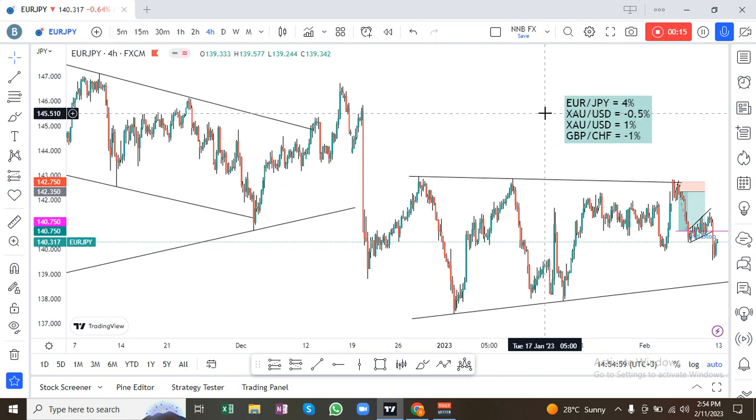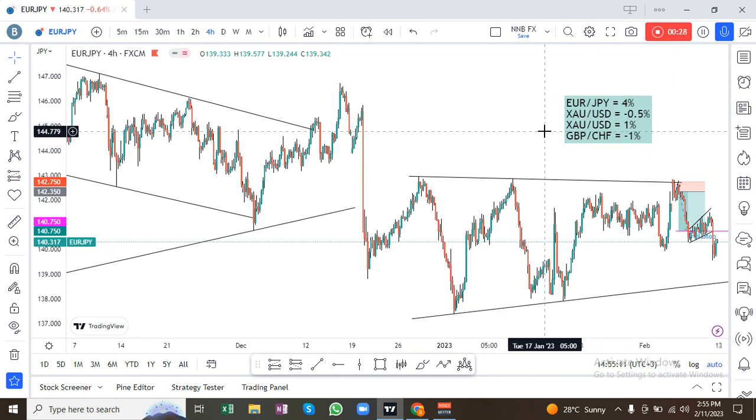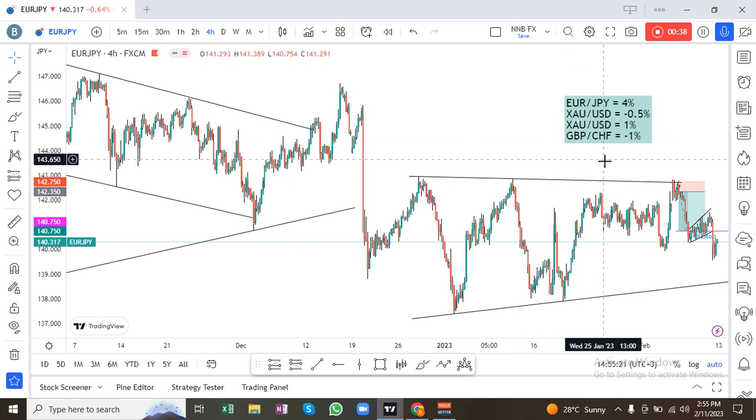The second trade was gold against the US dollar, which I was stopped out at minus 0.5%. The next trade was on gold against the US dollar, which I banked 1% profit. And the last trade, which I took on Friday, was the Great Britain pound against the Swiss franc. So we'll jump straight to the charts.